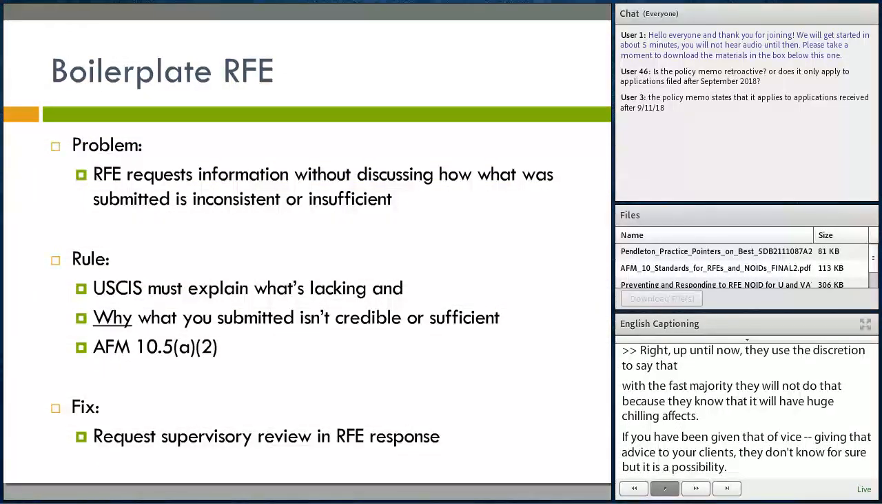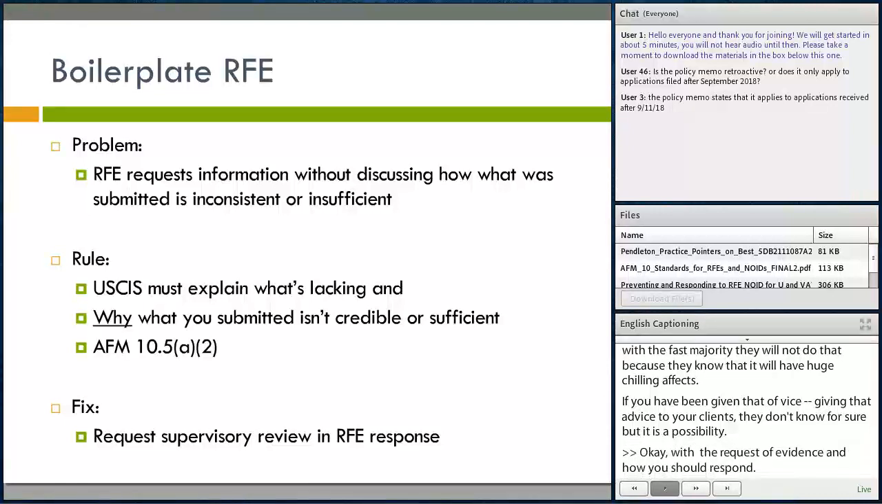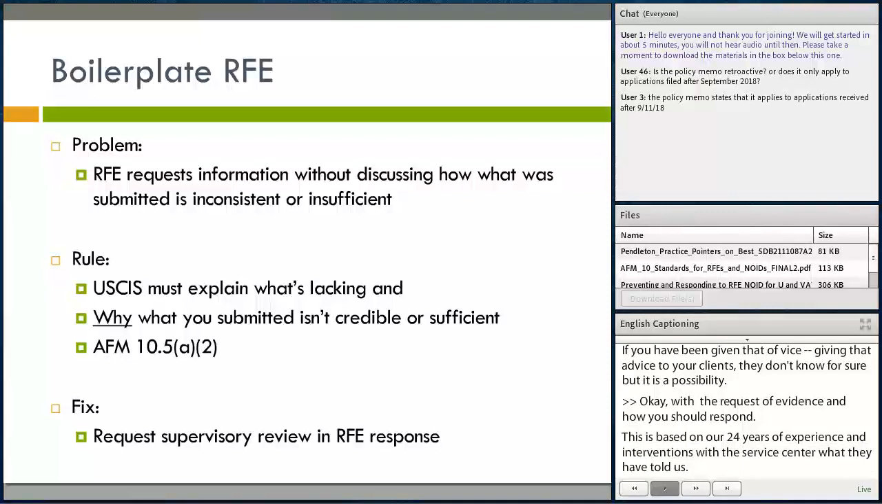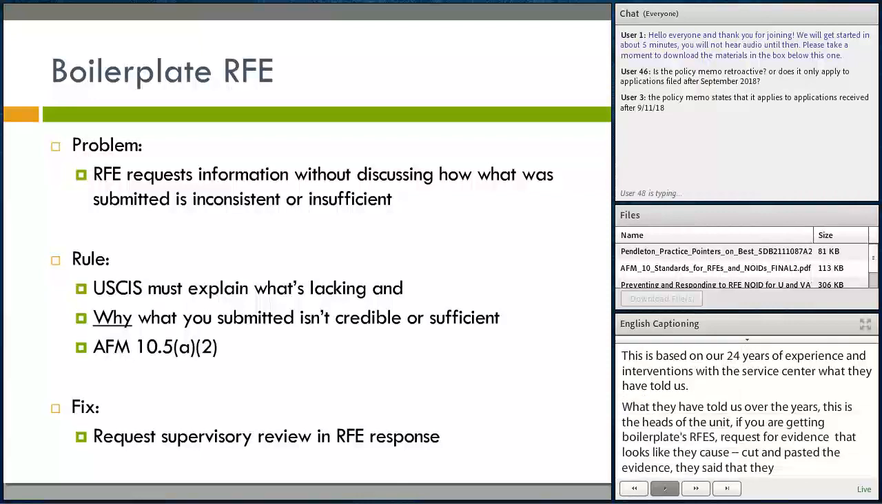Okay, some common requests for evidence and how we suggest you respond to them. These are based on our 20-plus years of experience doing interventions with the Vermont Service Center and what they've told us. What they have told us over the years, this is the heads of the unit, is that if you're getting boilerplate RFEs, basically requests for evidence that look like they just cut and pasted the checklist that Amy's talking about and didn't actually look at your evidence, they have their own internal rule that no adjudicator is supposed to be sending those out.